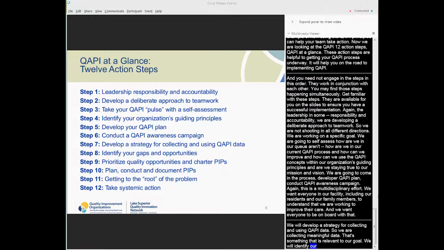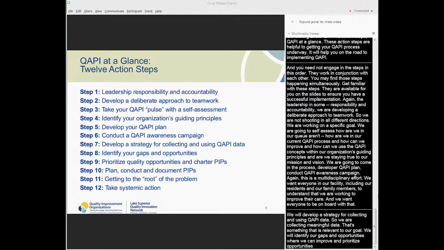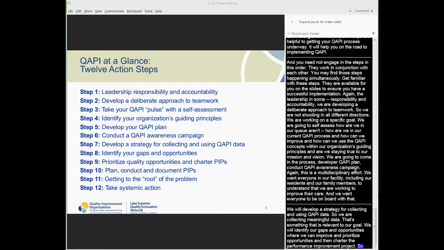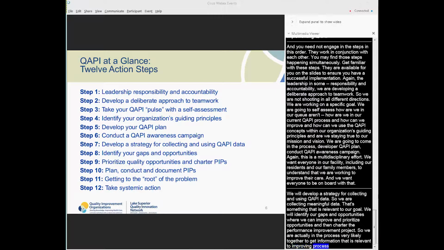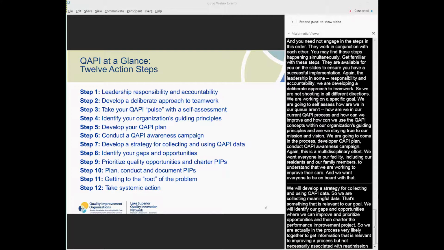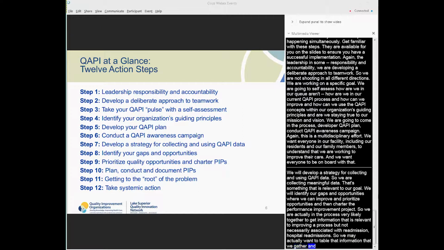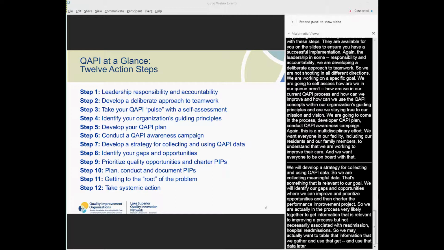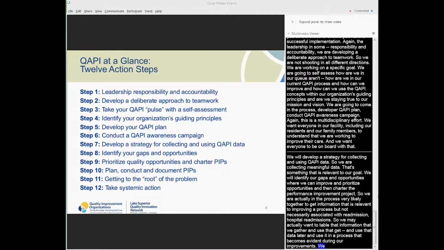performance improvement project. So we're actually in the process very likely to gather information that is relevant to improving a process, but not necessarily associated with hospital readmissions. So we may actually want to table that information that we gather and use that data at a later date to improve that process that becomes evident during our improvement. We will plan, conduct, and document our PIPs, get to the root of the problem, and then change the systems that aren't working effectively for us.